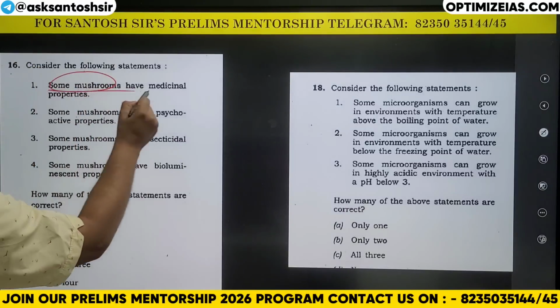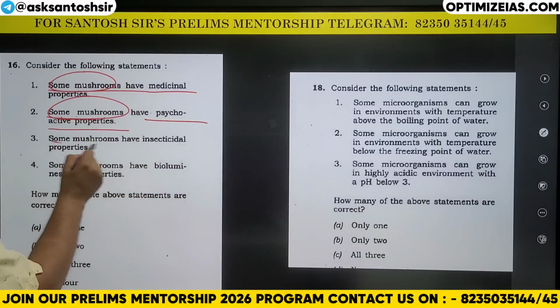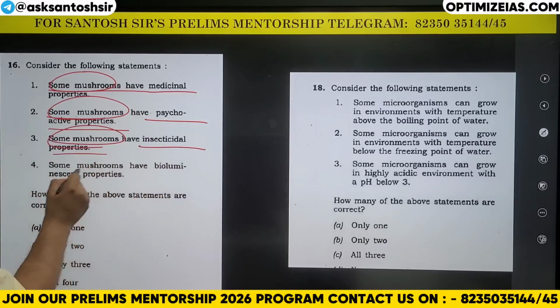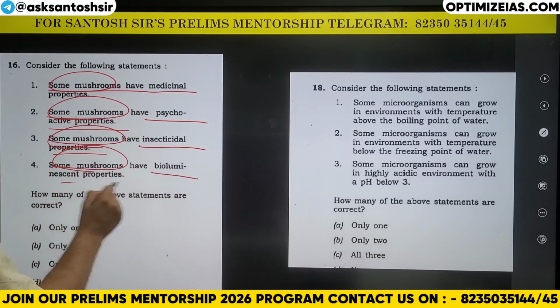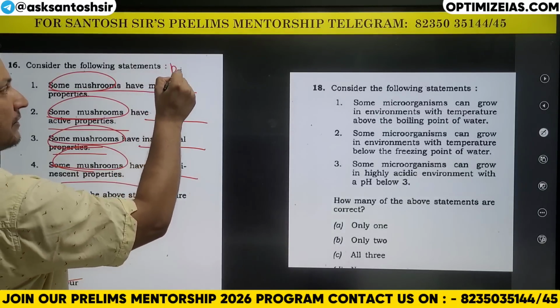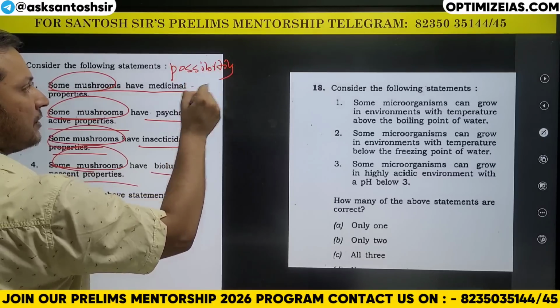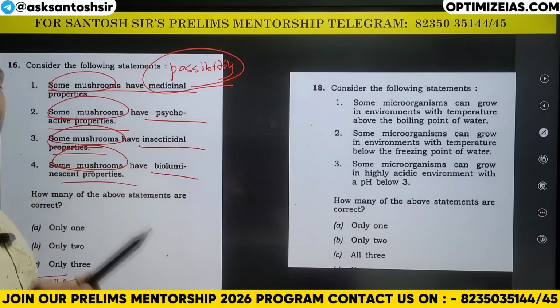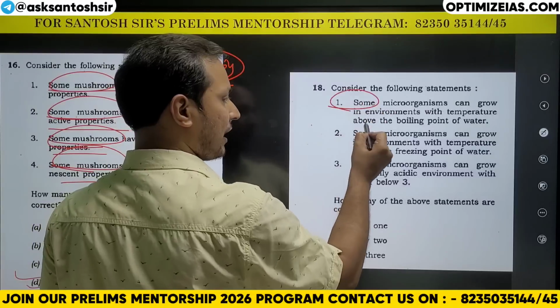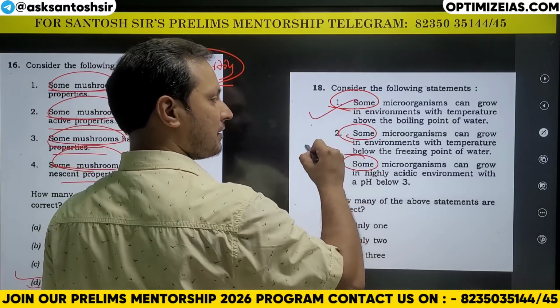Some mushrooms have medicinal properties, some mushrooms have psychoactive properties, some mushrooms have insecticidal properties, some mushrooms have bioluminescence properties. Answer is what? All 4. Because some denotes what? Possibility. Possibility means correct. Whenever some will be there, 99.99% the answer will be what? The statement will be correct.